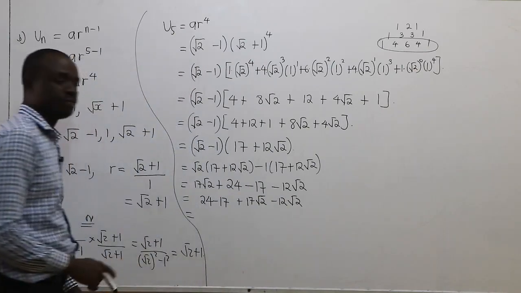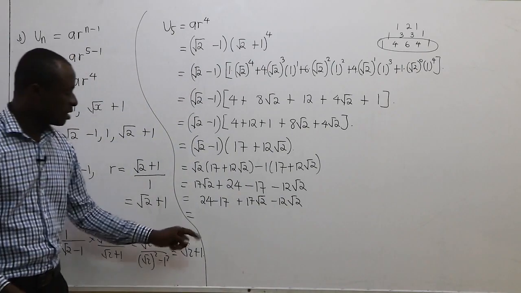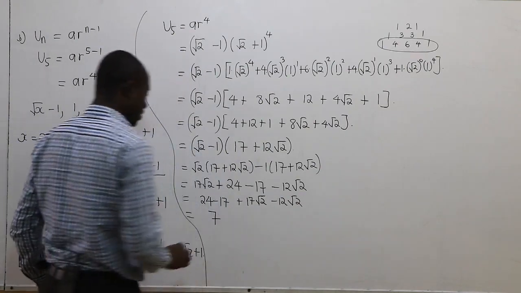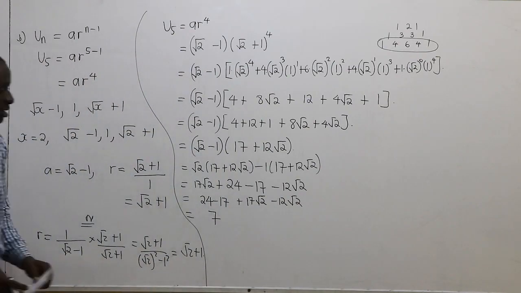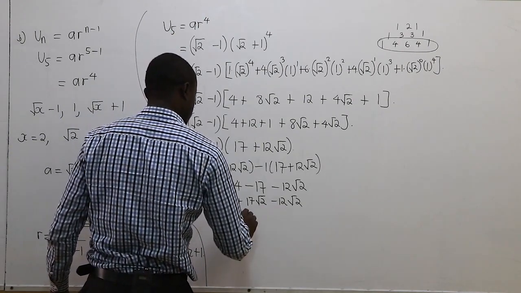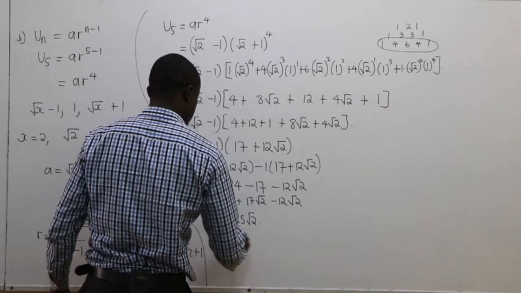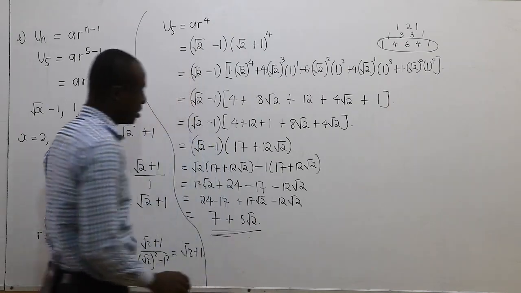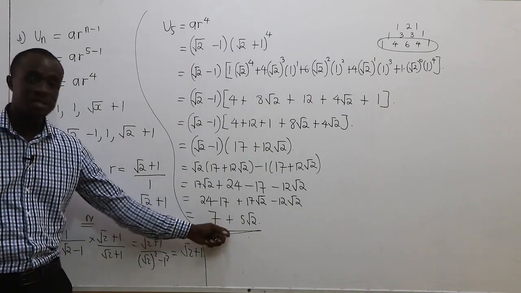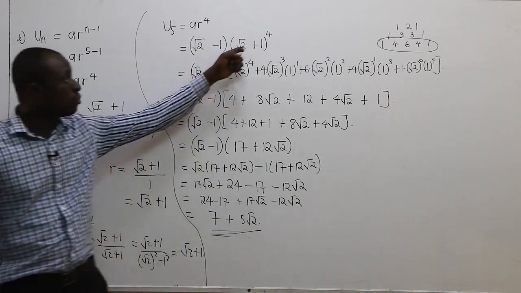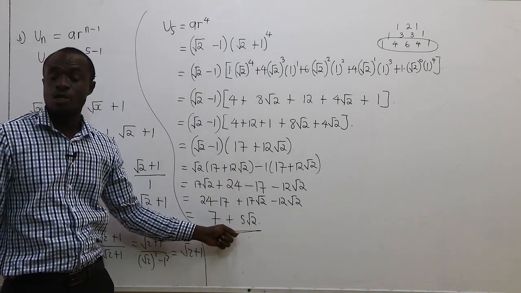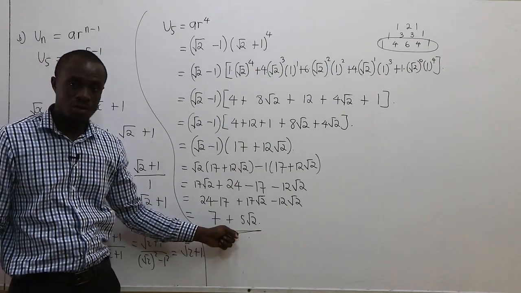Now what is 24 minus 17? Clearly this is giving us 7. That is 24 minus 17, that's 7. And then 17 minus 12, we have 5 root 2. So there's the answer. We have simplified as far as possible. If simplified, there's nothing for us to do. Now when you punch this on the calculator, you will not be getting this answer, and you wouldn't get all the marks.